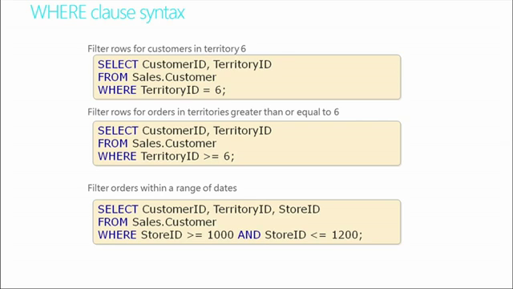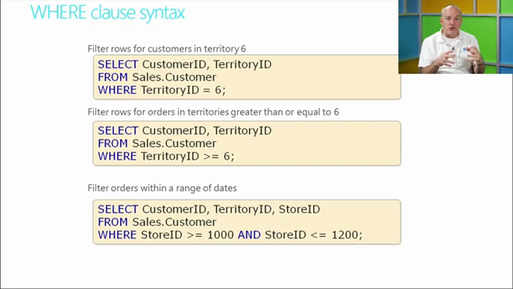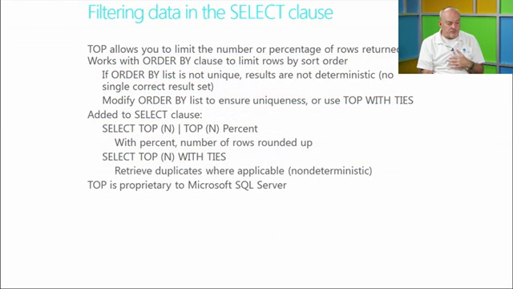So I want anything where the store ID, now I've moved away from the territory ID, is 1,000 or higher, but no higher than 1,200. We've got that range that we want the content for that store ID to be returned in. So again, it's controlling what's happening in your result set and how that content is being displayed to you.